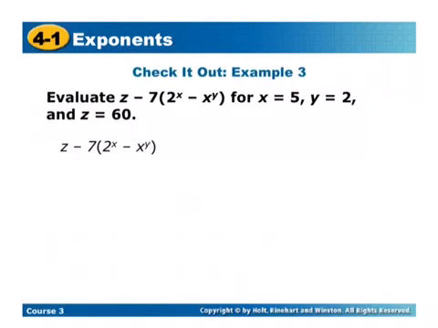So pause the video and try this one out on your own. Okay, so here first I'm going to substitute in, so z is 60 minus 7 times 2 to the x, so 2 to the 5th, minus 5 to our y power, which is 2.